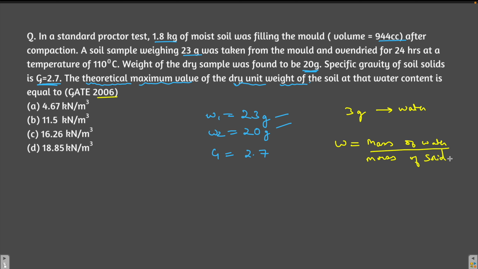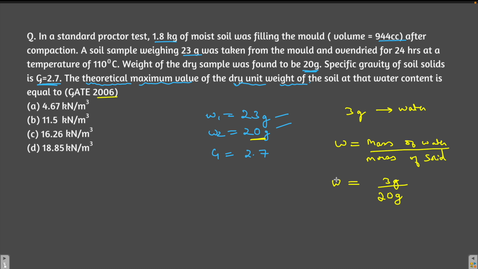So when the soil is completely dry, it becomes solid only. There is no water, there is no mass of water, just air is present and the mass of air is negligible. So mass of water is 3 grams. And what is the mass of solids? This W2 is nothing but the mass of solids, because here no water is present, only soil solids and air is present, and the mass of air is negligible. So 20 grams is the mass of solids only. So this is the water content of the soil.